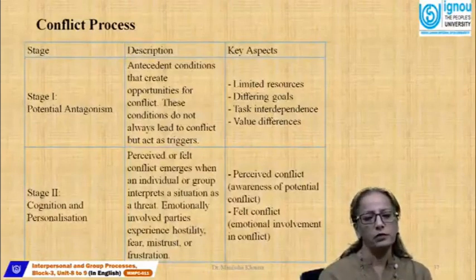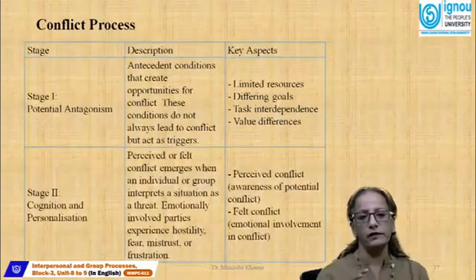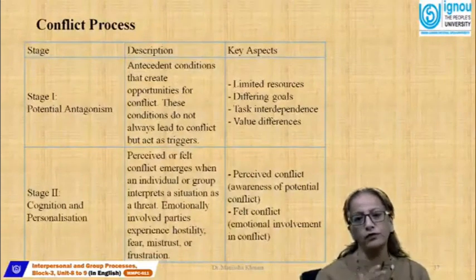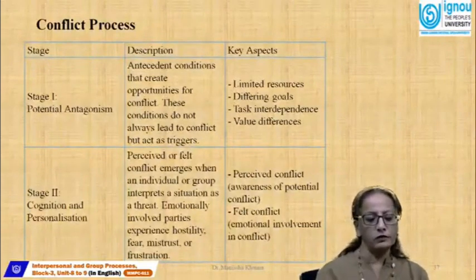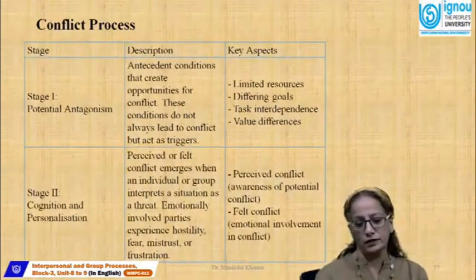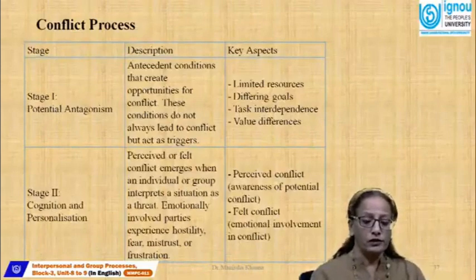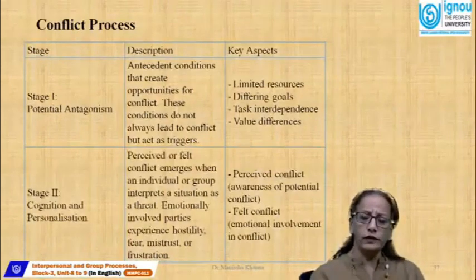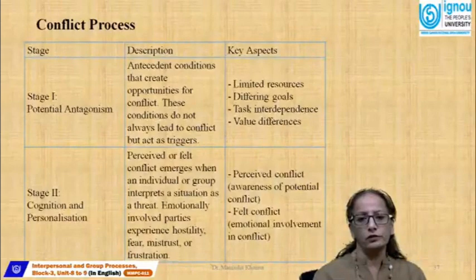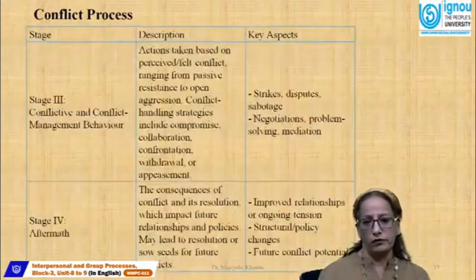In the next stage, the conflict is perceived and felt. It is the trigger when an individual or group interprets the situation as a threat, becomes emotionally involved, or experiences hostility, fear, mistrust or frustration. Here the conflict is perceived and felt, the awareness of potential conflict is there, and the emotional involvement of fear is there.